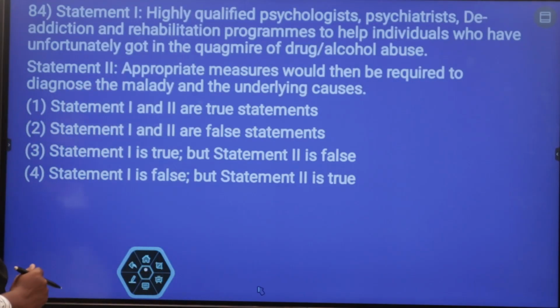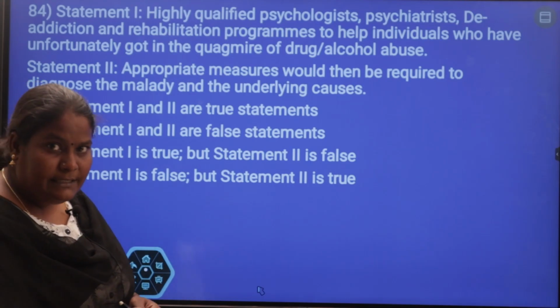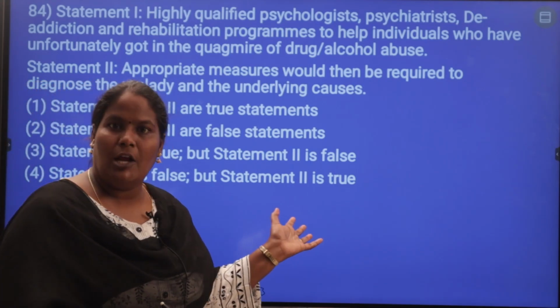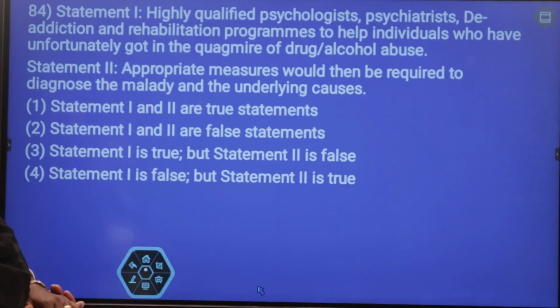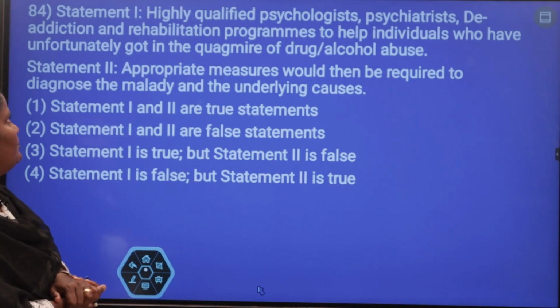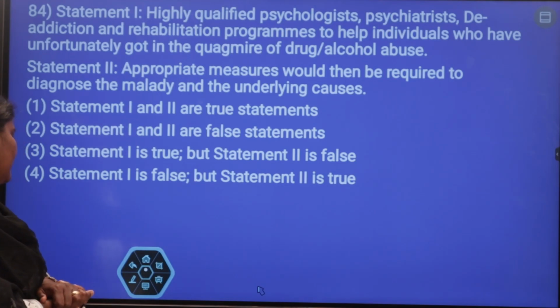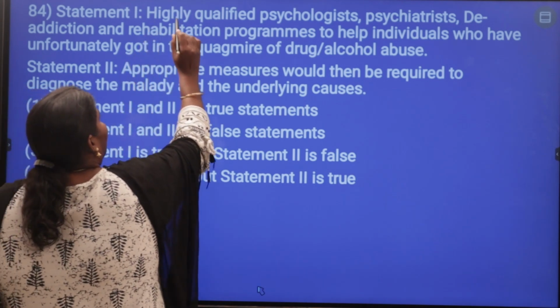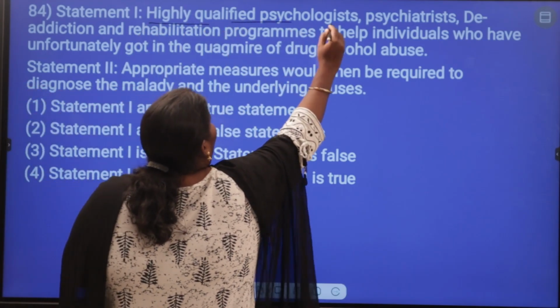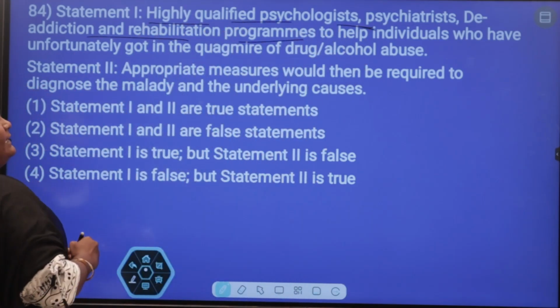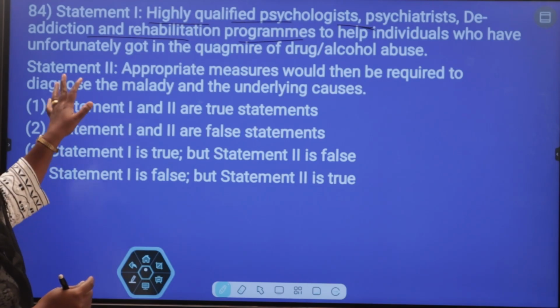Next, question 84. Statement: highly qualified psychologists as well as psychiatrists, de-addiction, rehabilitation. It's from the human health and disease chapter, based on drug and alcohol abuse and how to treat them. Rehabilitation programs help individuals who have unfortunately got into the quagmire of drug and alcohol abuse. Yes, it's a direct book-line statement, a right statement. These are the professionals who help the individual to come out of all the evil activities in the name of alcohol or drugs and so on. So it's a right statement.